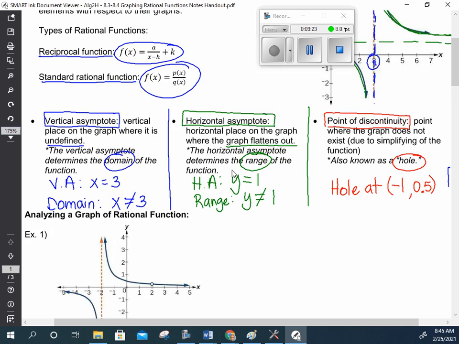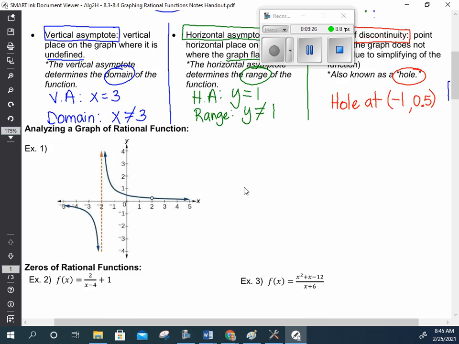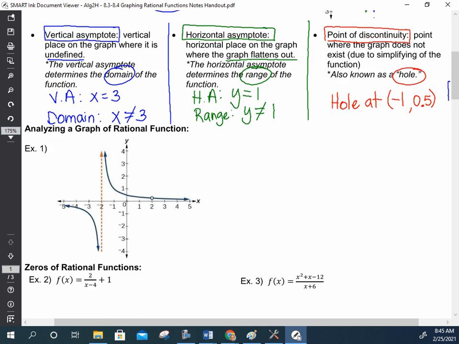So let's look at example 1. Before we start doing this algebraically, we're going to look at a graph. So look at another example of a graph. What we're going to do with this graph, we're going to find the vertical asymptote, which will allow us to find the domain.